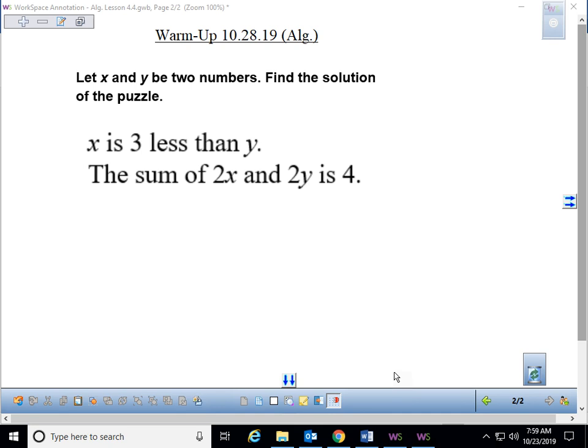I do want you to start off with solving this warm-up. So please, at this time, just pause the video and give it a couple minutes, and you guys figure out what X and Y are.